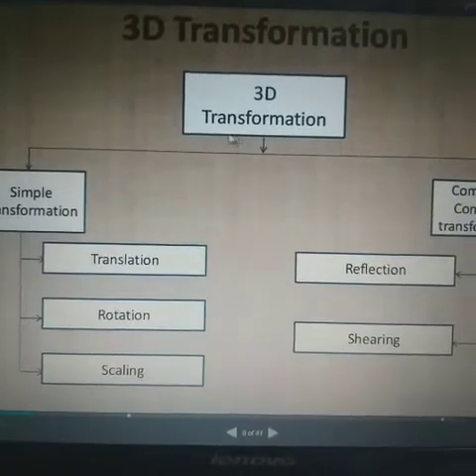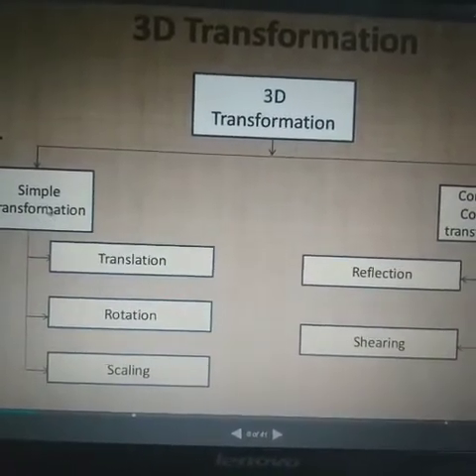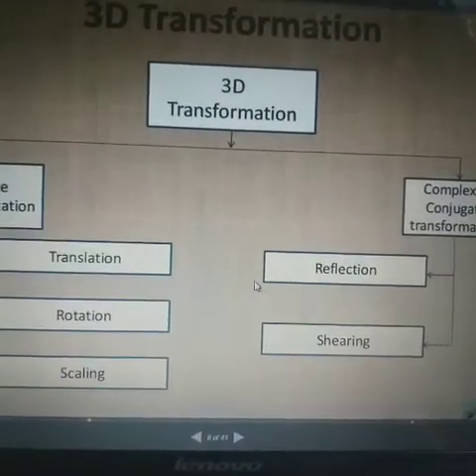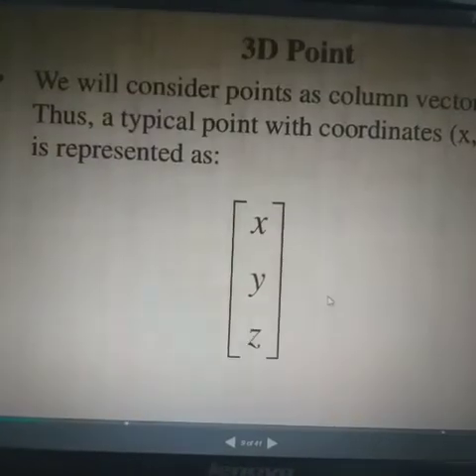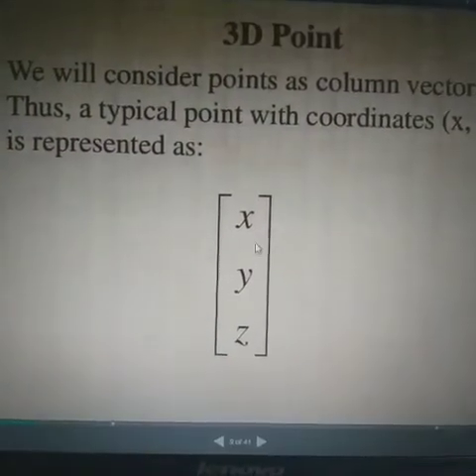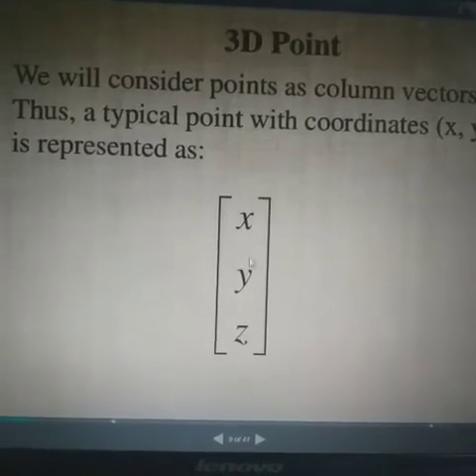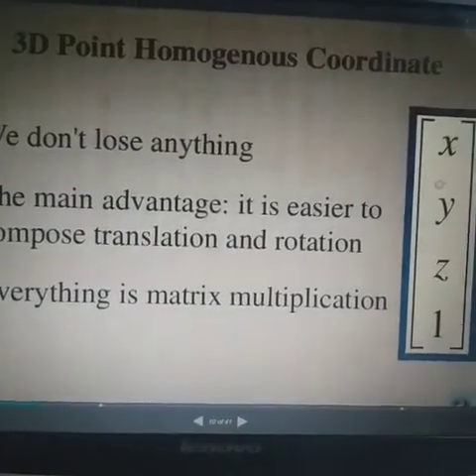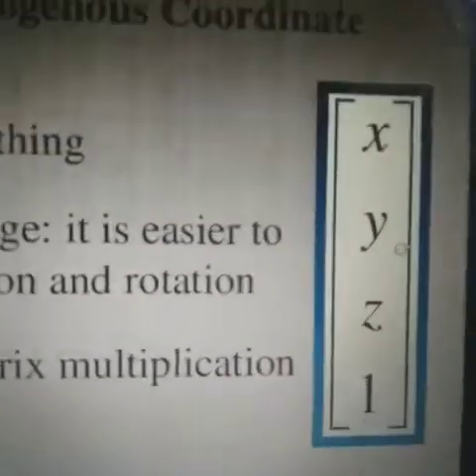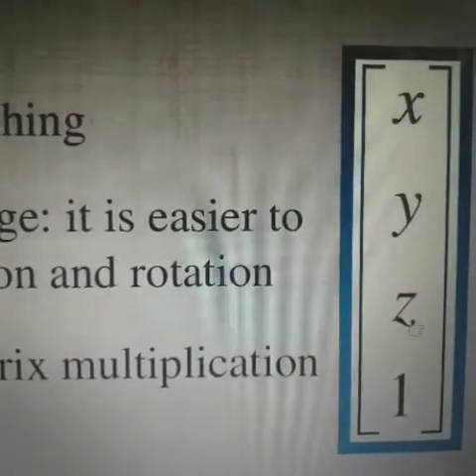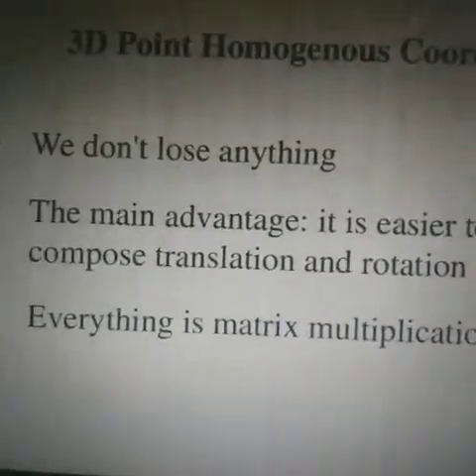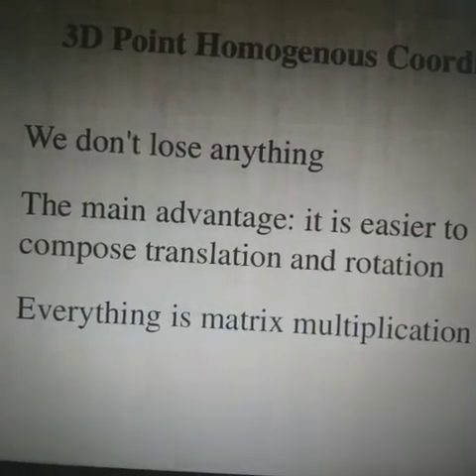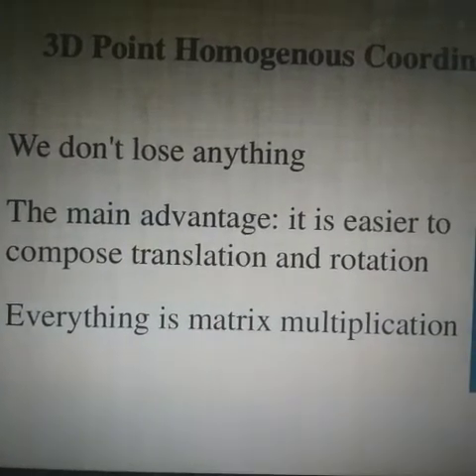Next are the types of three-dimensional transformations. You already know the simple transformations are translation, rotation, and scaling. Complex or conjugate ones are reflection and shearing. We have already discussed the three coordinates used in three dimensions, x, y, and z, in matrix form representation. With the homogeneous coordinate, one is to be included, so it is represented like this: x, y, z, and 1. The main advantage is that it is easier to compose translation and rotation, because everything is matrix multiplication.